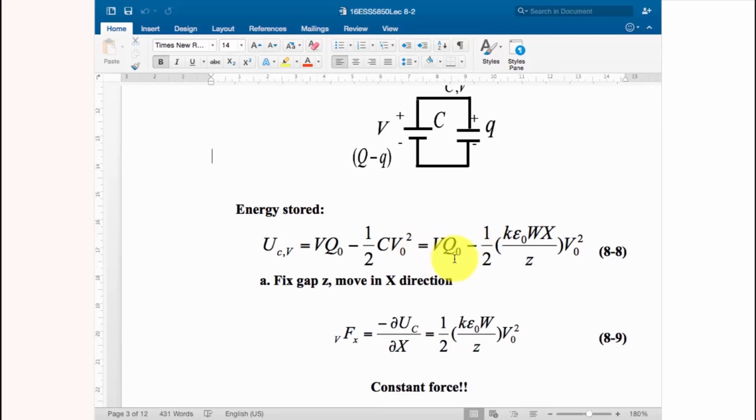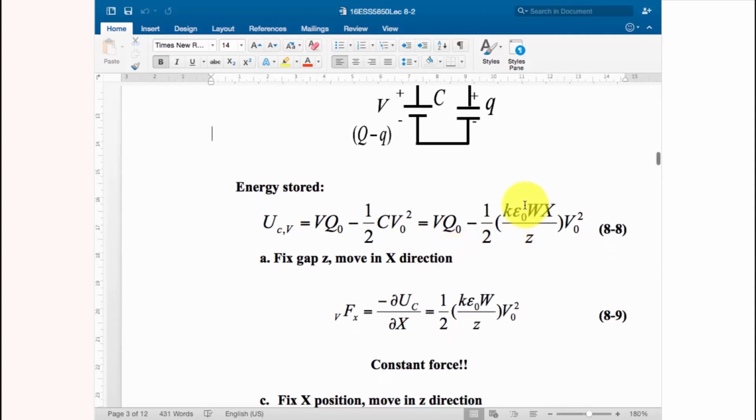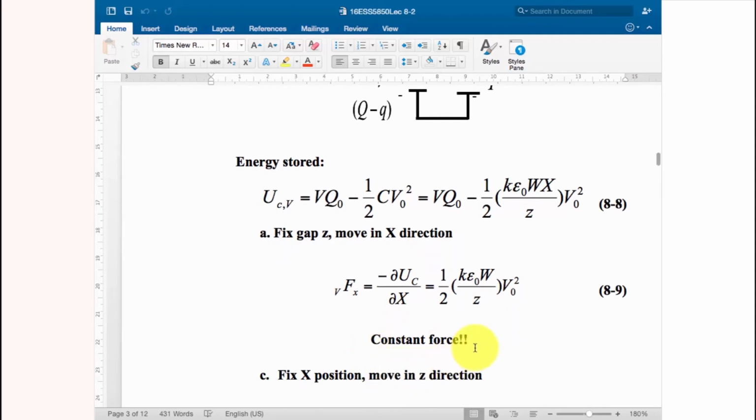Okay, VQ is constant. Now we take a derivative in the x direction. So remember, now the x is on the top, rather than on the bottom. On the bottom, we have a gap. Okay. So when we take a derivative along x, we keep the z constant. So now we get the final result equation here, it is a constant, actually. You've got V0 constant, the width constant, the gap constant. You keep the gap constant and then move in the x direction. All other things are constant. So now you get a constant force.